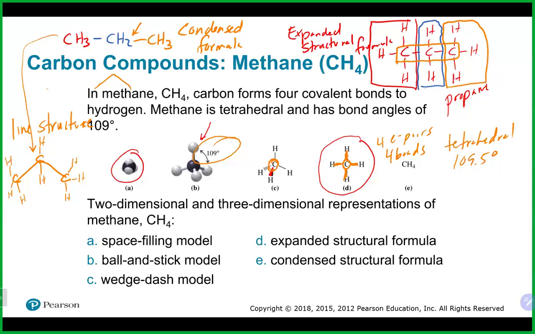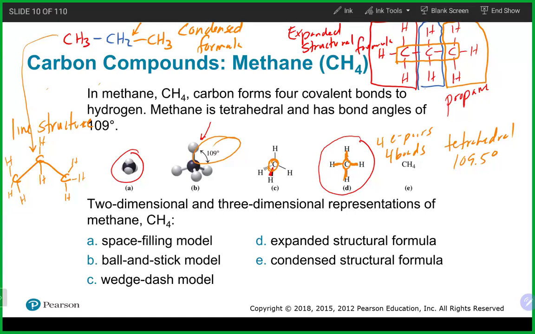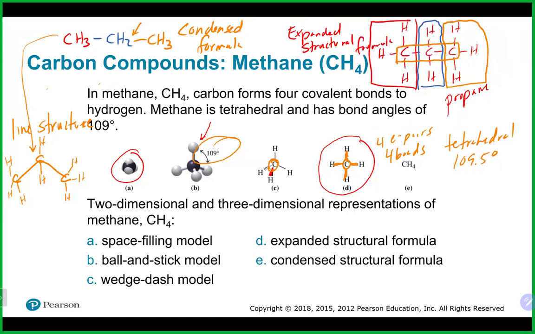The expanded structure actually has the carbons written out and the hydrogens written out. This right here is really what line structure is. There's nothing else written, no carbons written, nothing like that. So it's just line structure.